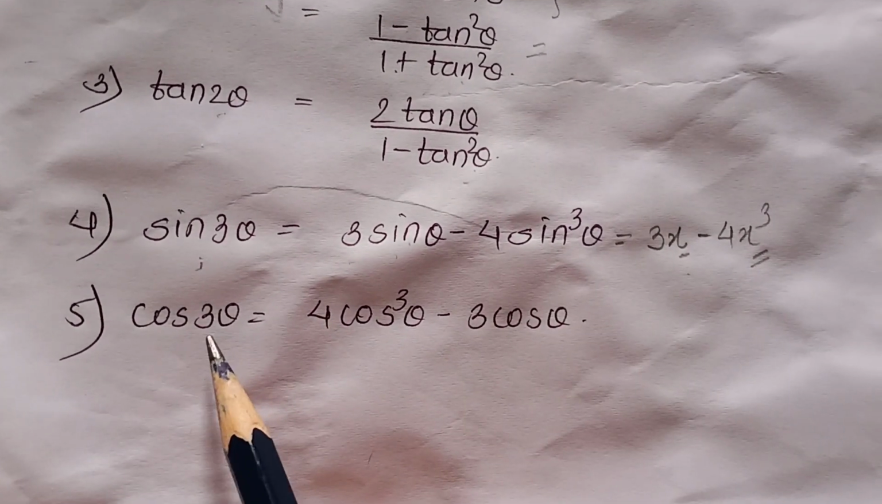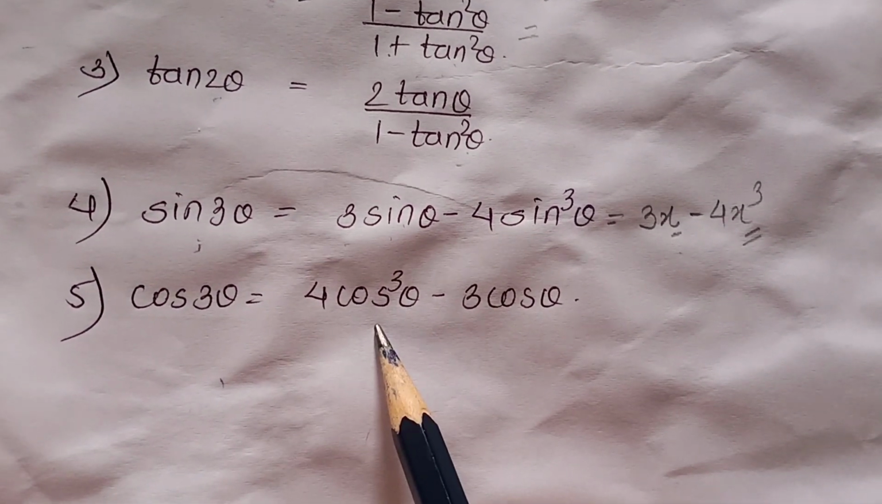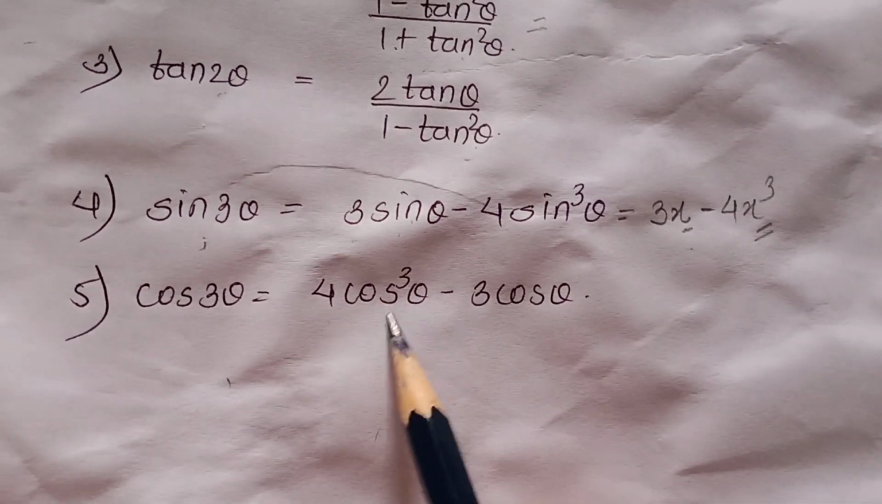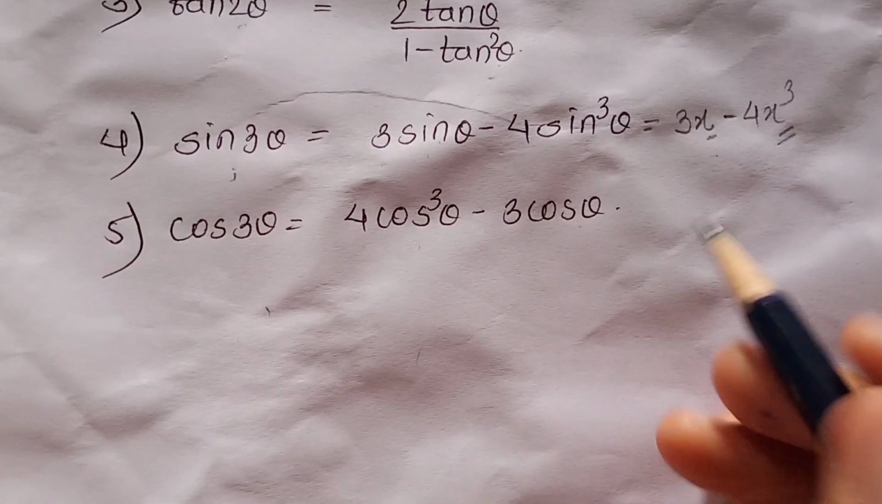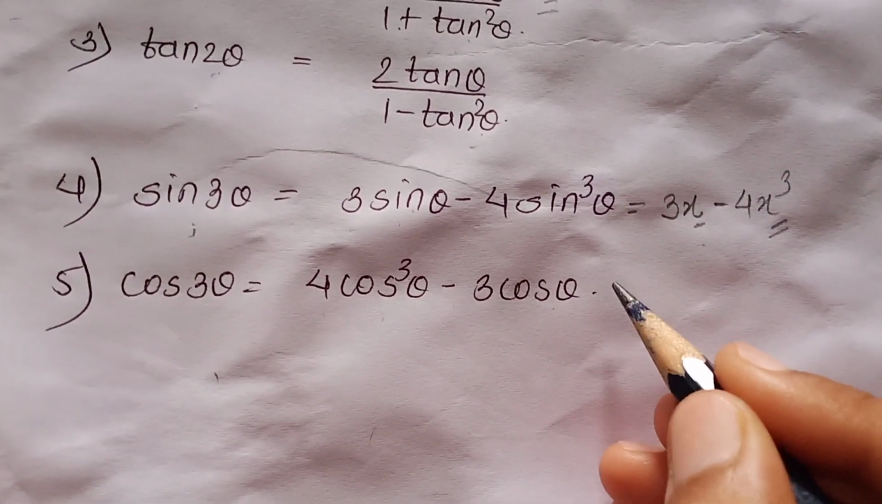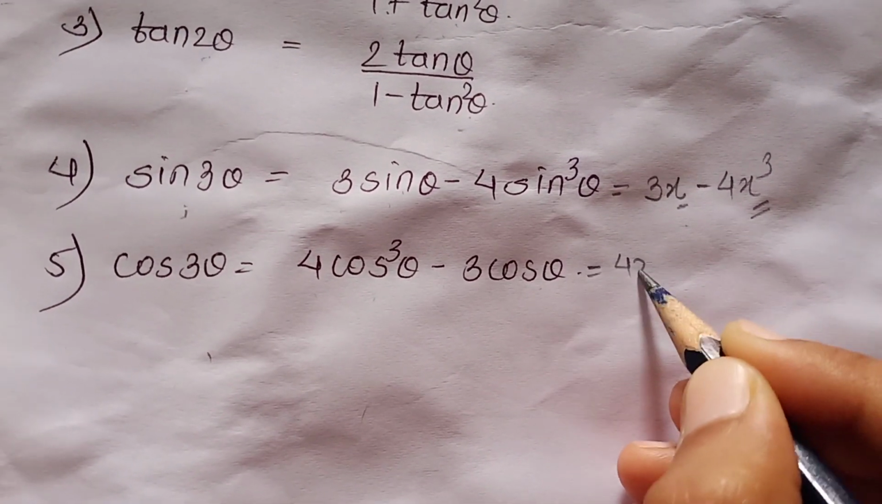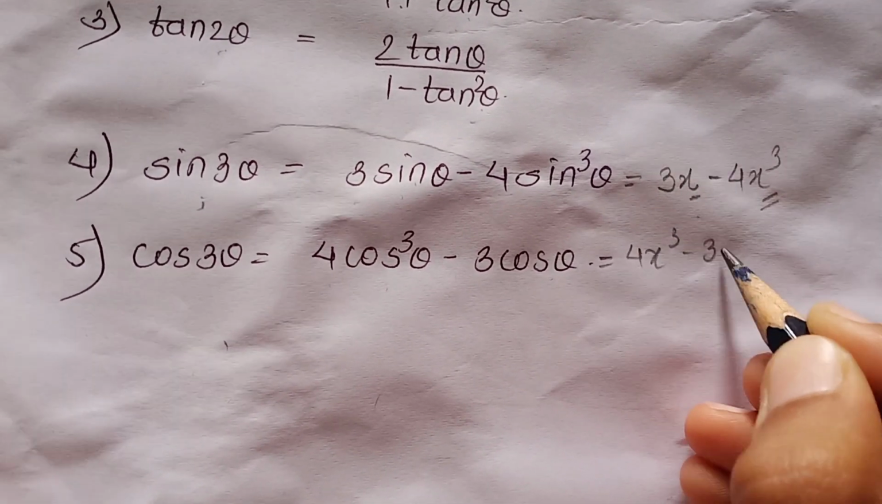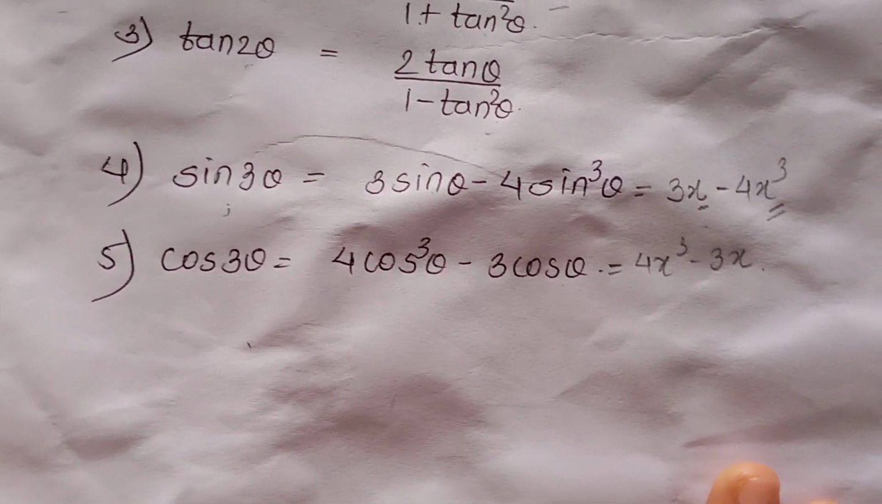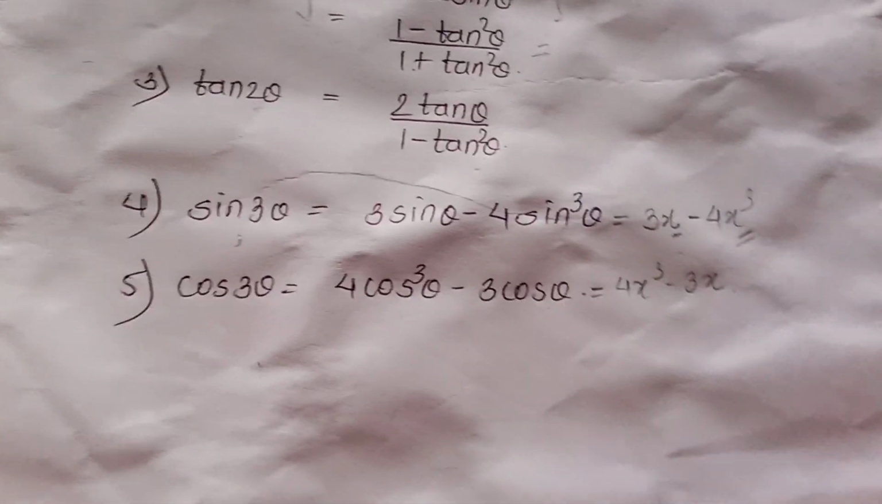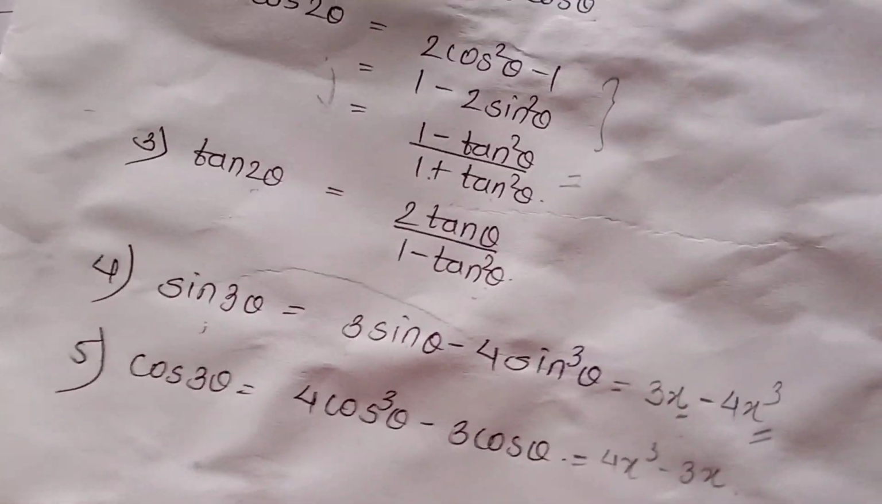Similarly, the cos 3 theta formula is reverse, in the form of cos only: 4 cos cube theta minus 3 cos theta. So it will come like this, 4x cube minus 3x. Okay. So remember all these formulas. We'll see the first example now.